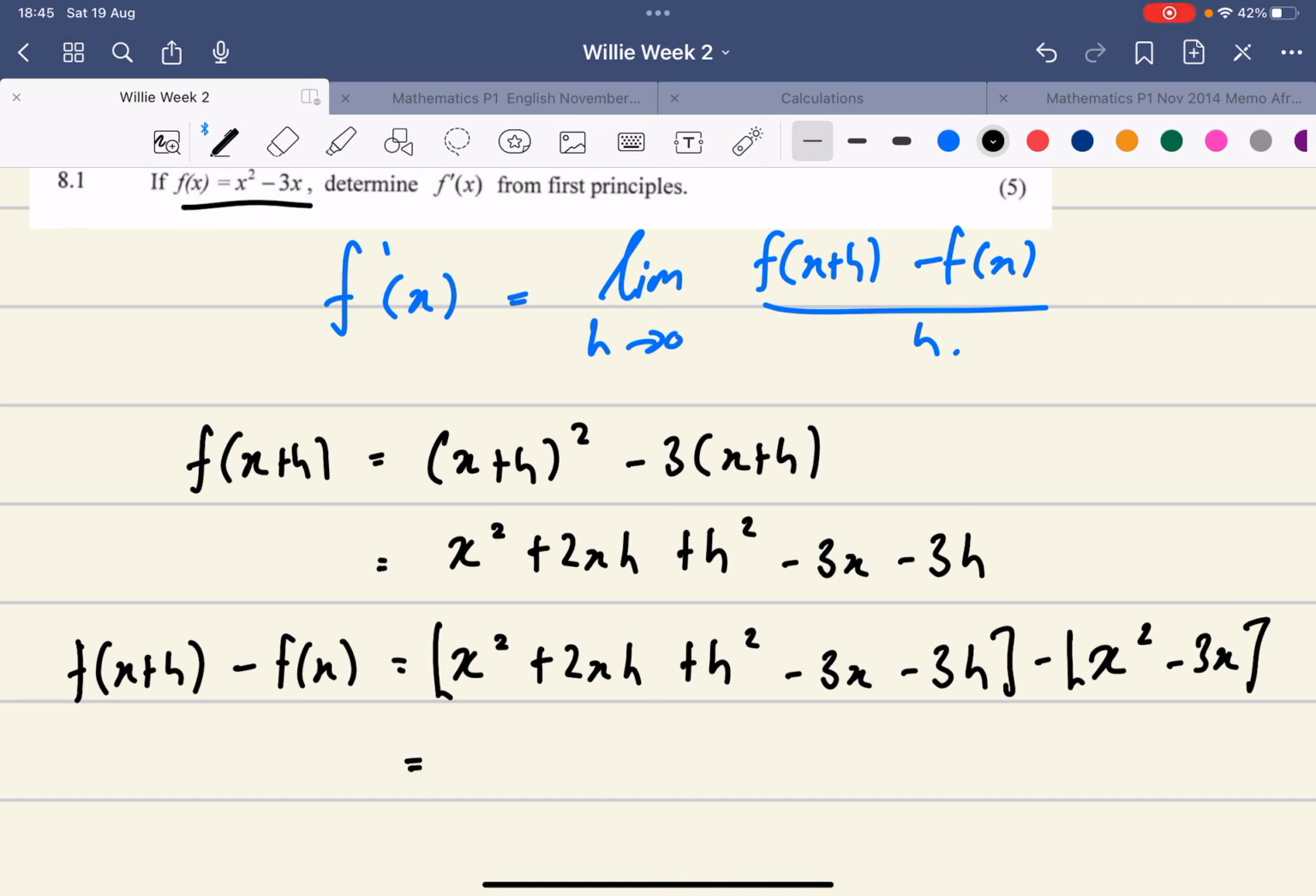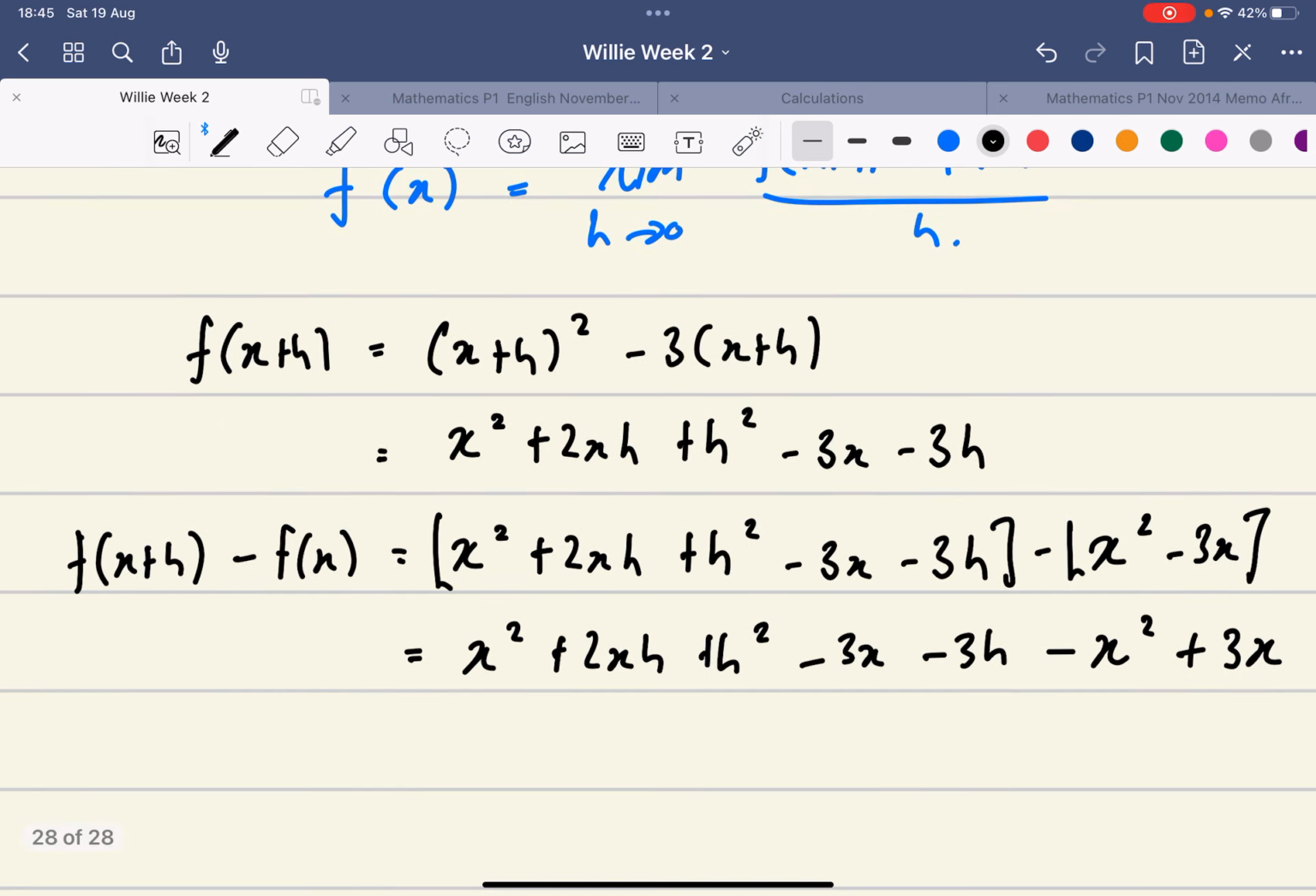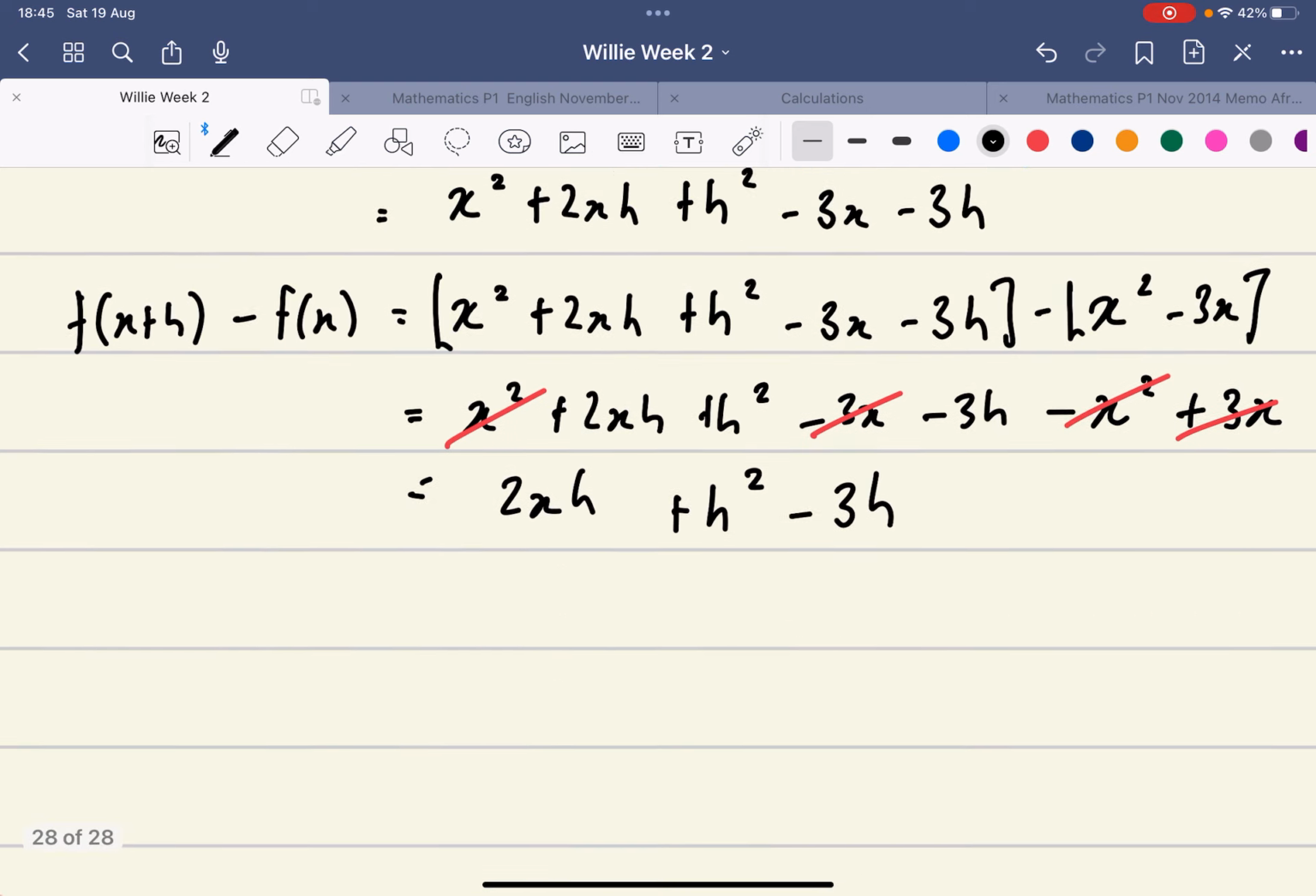Okay, and then recall that that's going to give us x squared plus 2xh plus h squared minus 3x minus 3h minus x squared plus 3x. So what we're going to see is that this x squared is going to cancel with this x squared, and this 3x here is going to cancel with this, and what we are left with is 2xh plus h squared minus 3h.